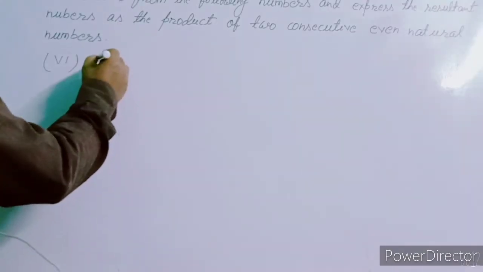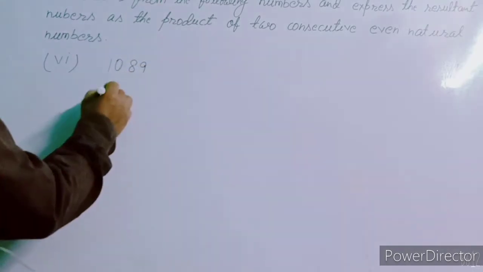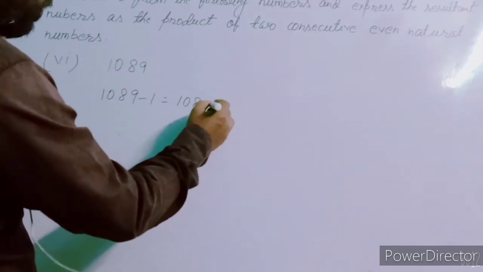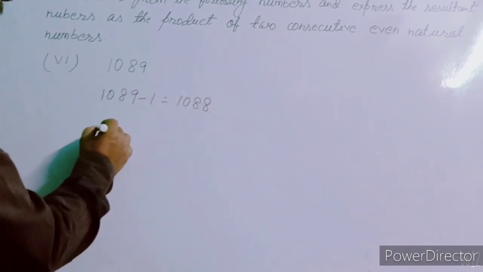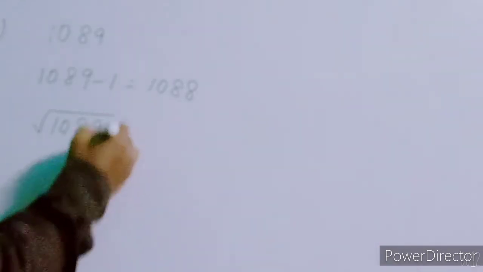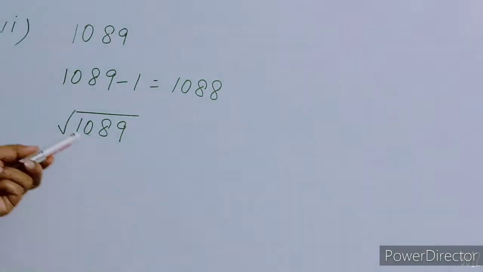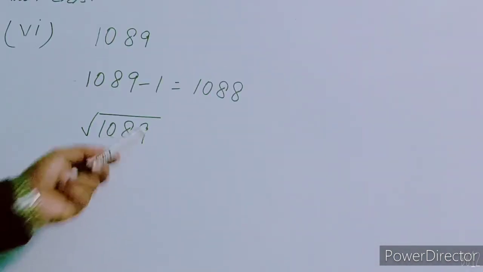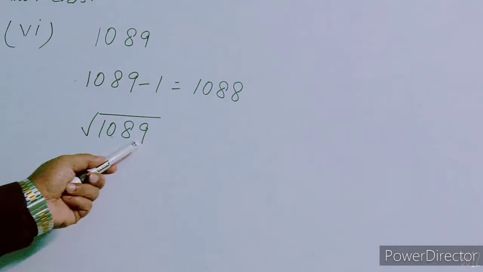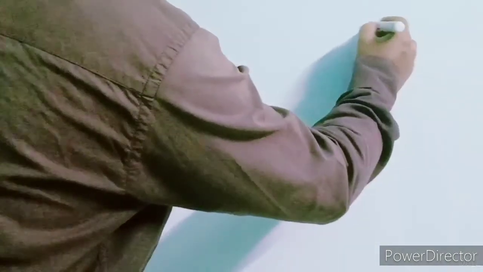Now question number 6. The number is 1089. We subtract 1 from the given number and we get 1088. Now you find the square root of 1089. We know 30 into 30 equal to 900. Maybe this is 33 into 33. Let us try for that.